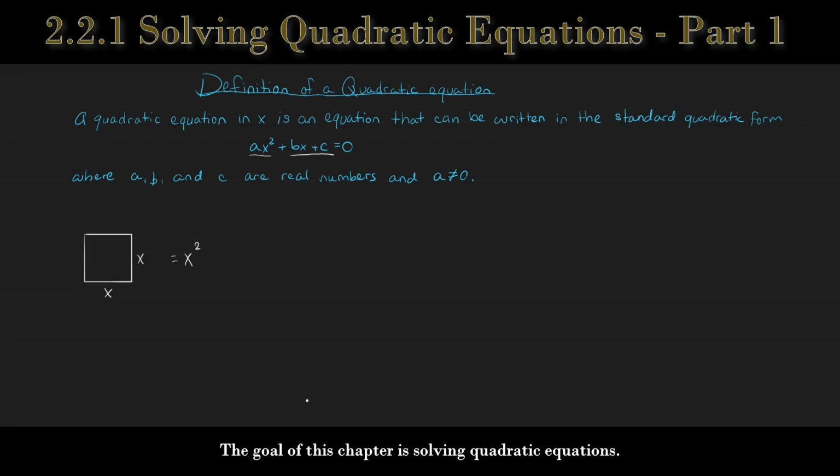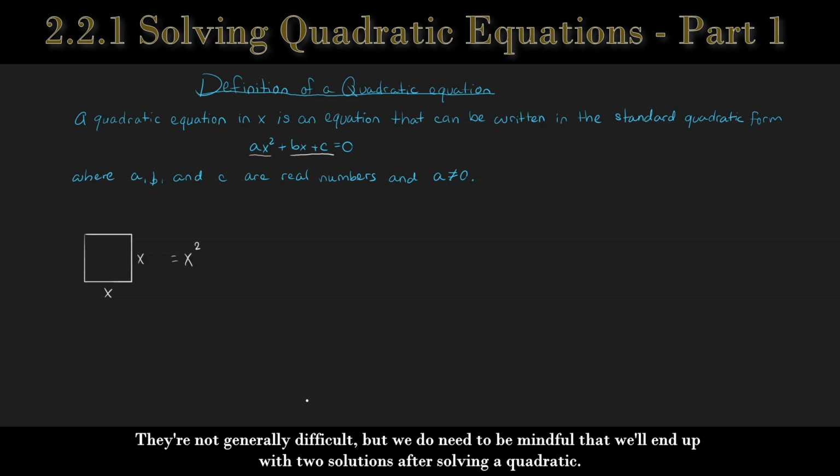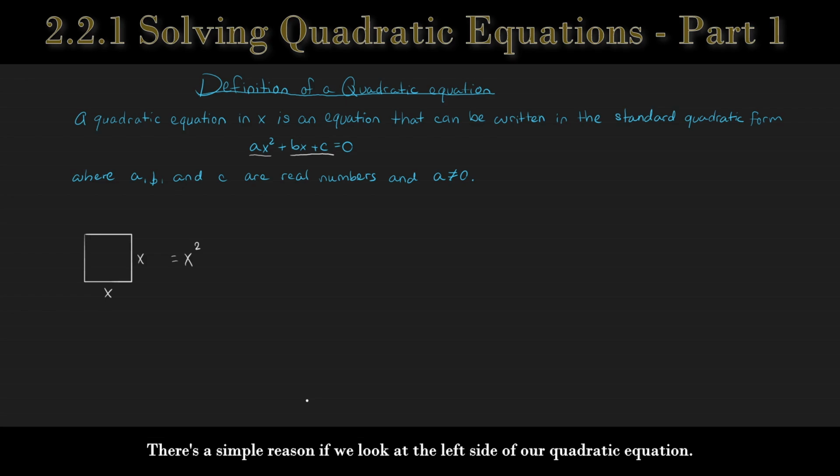The goal of this chapter is solving quadratic equations. We want to find the values of x that make these equations true. Unlike linear equations, there are several methods to solve these quadratics. They are not generally difficult, but we do need to be mindful that we'll end up with two solutions after solving a quadratic. There's a simple reason if we look at the left side of our quadratic equation.